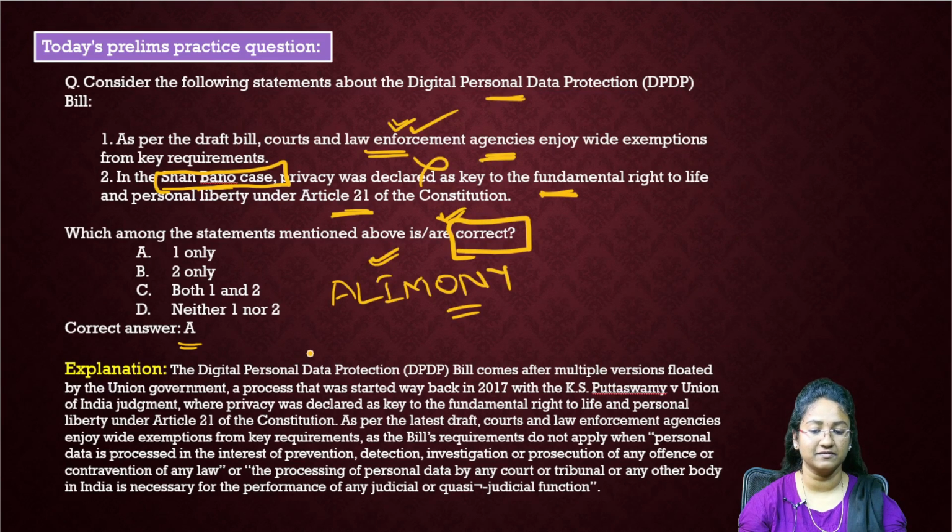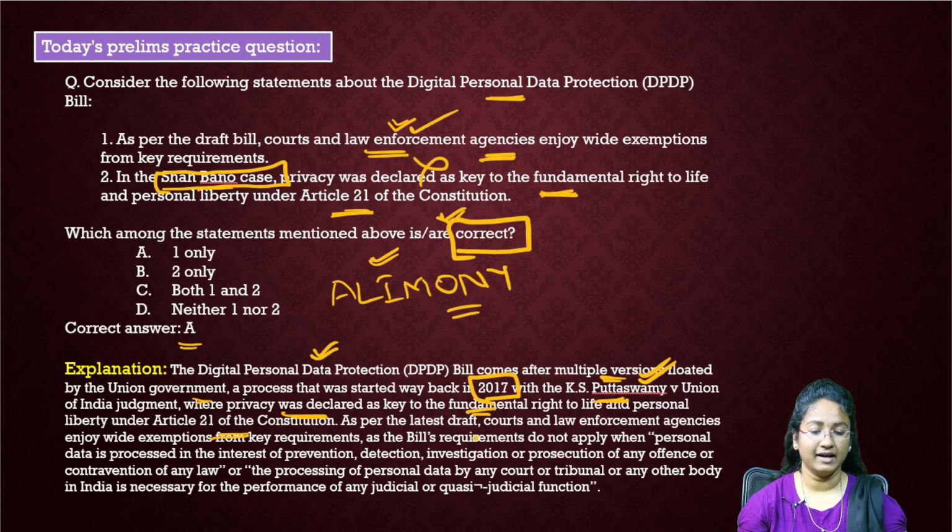Coming to the explanation for this question, the Digital Personal Data Protection Bill comes after multiple versions floated by the Union government, a process that started back in 2017. Different versions of this bill have come out since 2017. In 2017, we have one important judgment, that is KS Puttaswamy versus Union of India. In this case, privacy was declared key to the fundamental right of life and personal liberty under Article 21 of the Constitution.